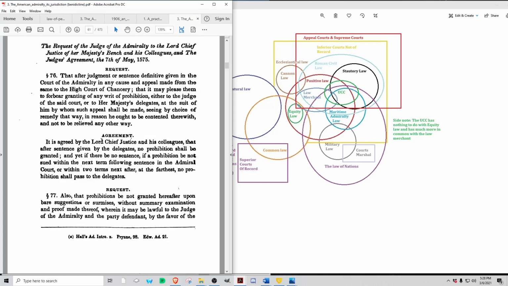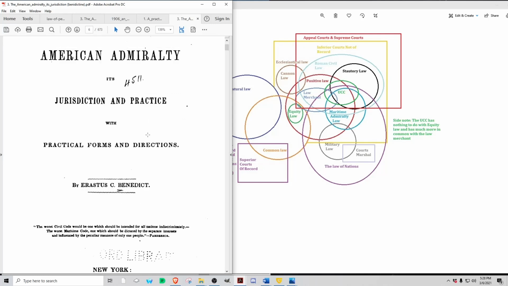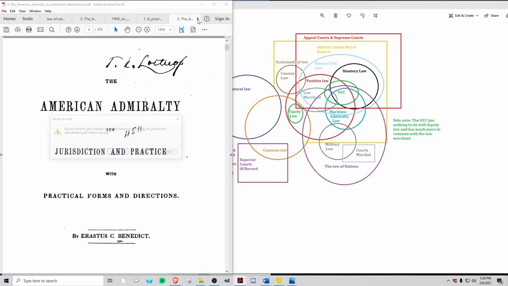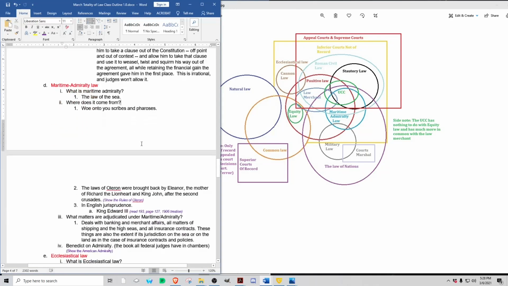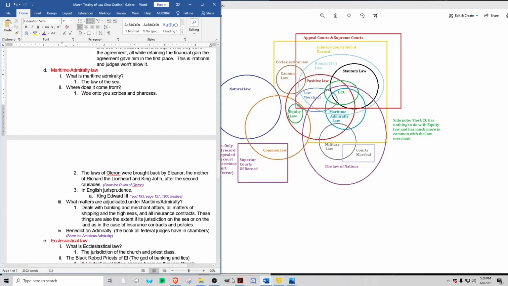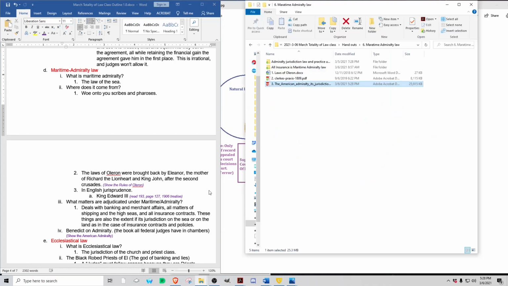Because that's what courts are. Courts are just political entities that want more power. Surprise, surprise, right? And that's an interesting little part of the war back and forth between those two courts. So that's Maritime Admiralty. And make another note here. So we've got Maritime Admiralty, that's then the law's roll around.